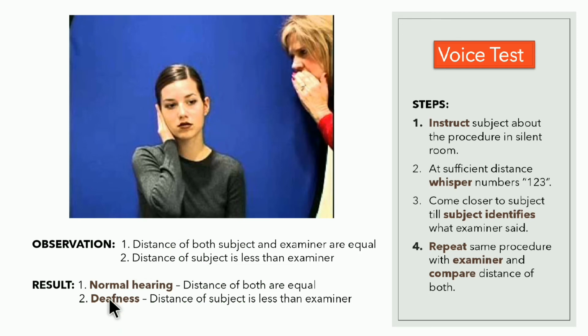Now here you can see we can only say whether the person is deaf or not. We cannot know the type of deafness, whether it is conductive or sensorineural. So that is the weakness of the voice test. We cannot know the type of deafness. We can only know whether the person is deaf or not.